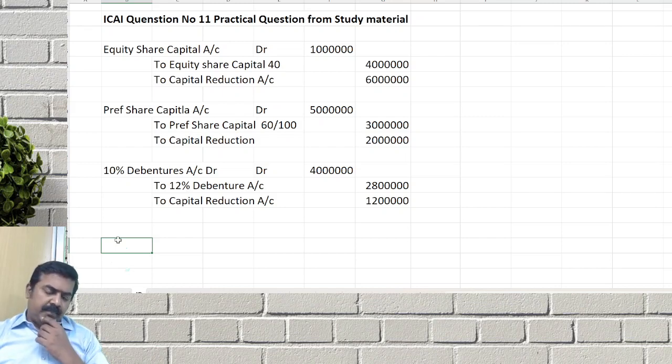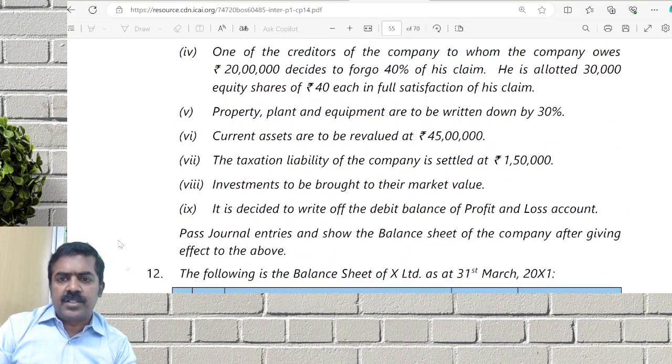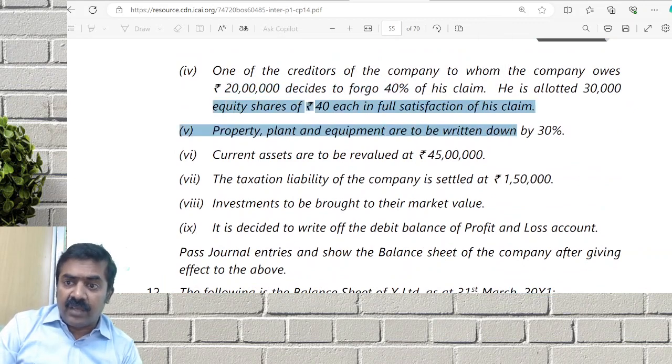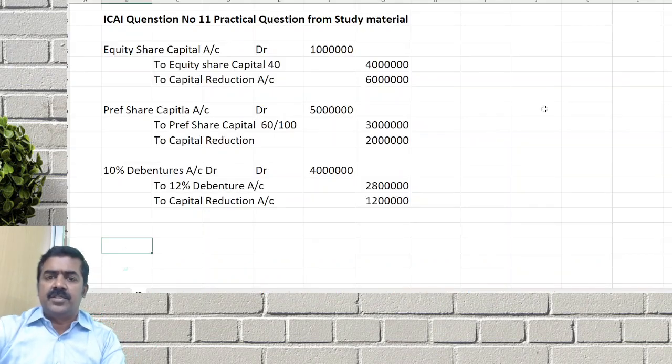Next என்ன கொடுத்திருக்கான் பாருங்க. Creditors forego how much? 20 lakh, 40% forego பண்றாங்க. For that we are giving 30,000 shares of 40 each.